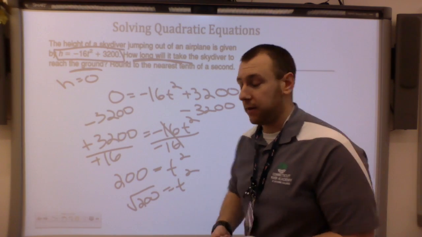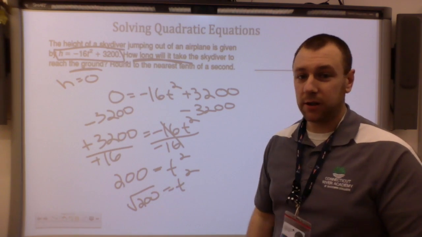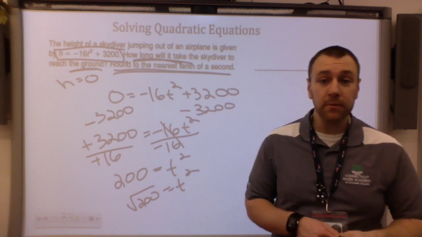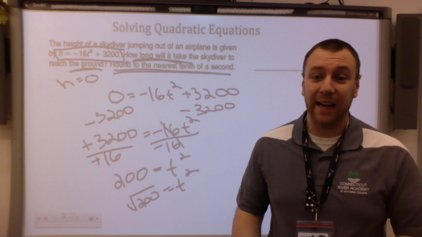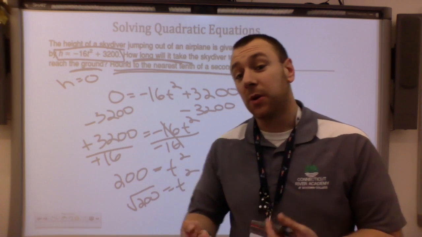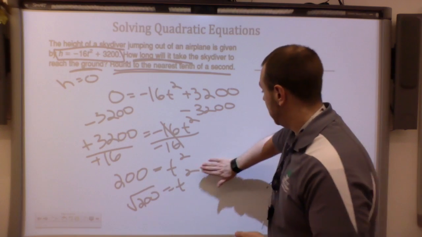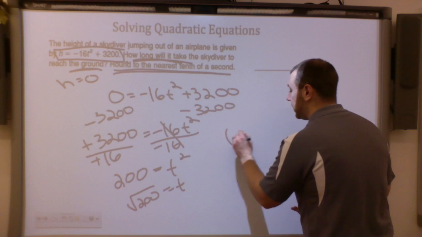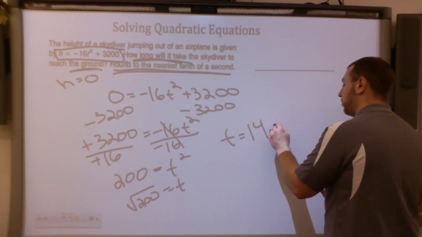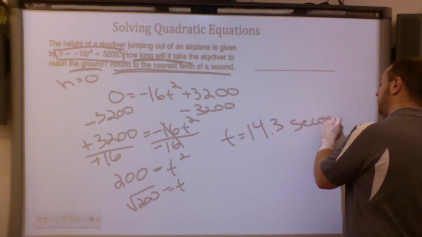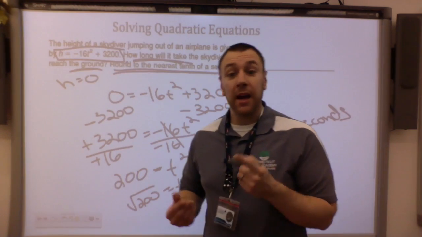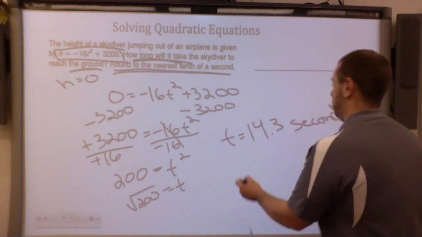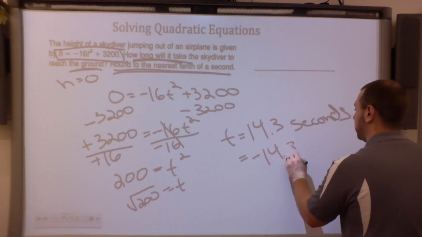Now you might be asking yourself, I don't know the square root of 200. It says round to the nearest tenth of a second, which means we're not going to have a good number for this. So we're going to have to take our calculator and plug it in. What you should find is that t is around 14.3 seconds. Now, you also might be asking yourself, well, every time I took the square root, it could be -14.3 seconds, right?